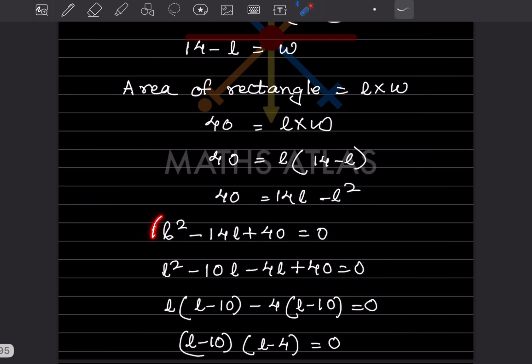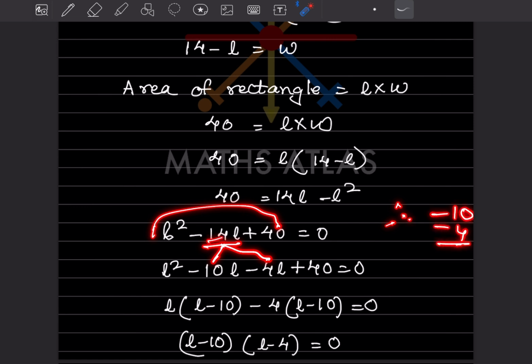Now again we are going to take the factors of 40. You have to arrange them in such a way that the middle term gives minus 14. So when you take the factors and check, you will get 10 and 4 in it. So that will be minus 10 minus 4, that is going to be minus 14.